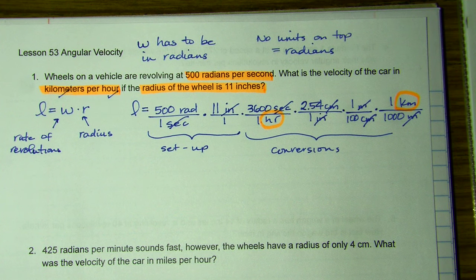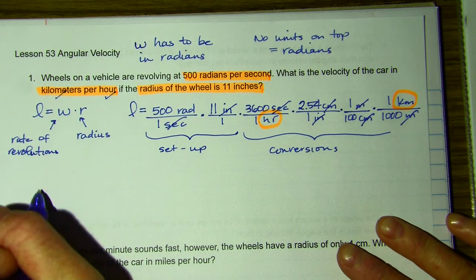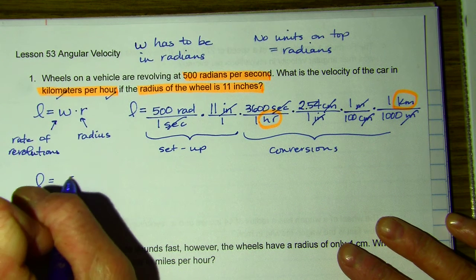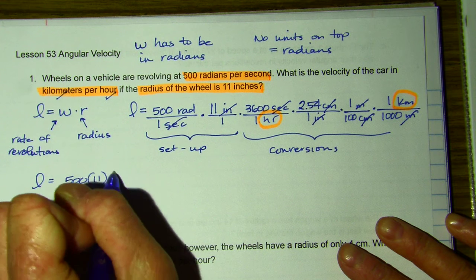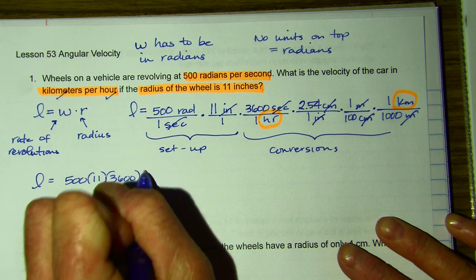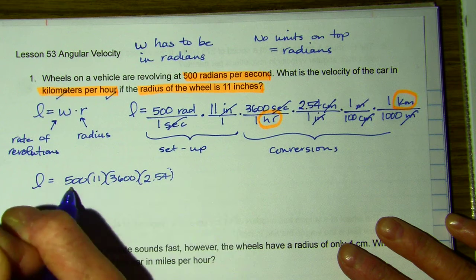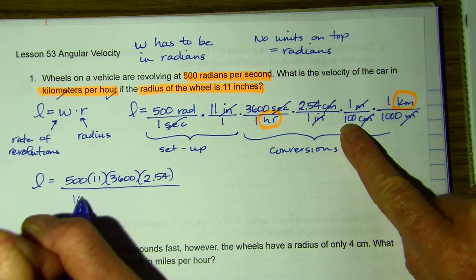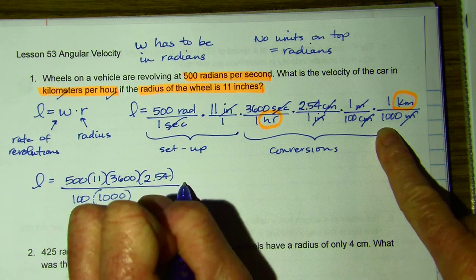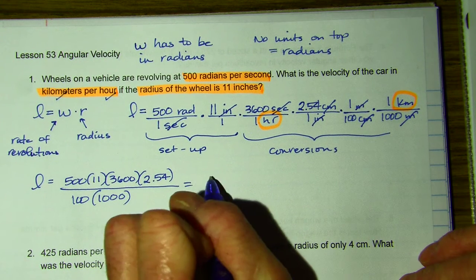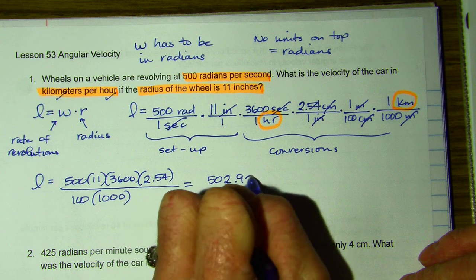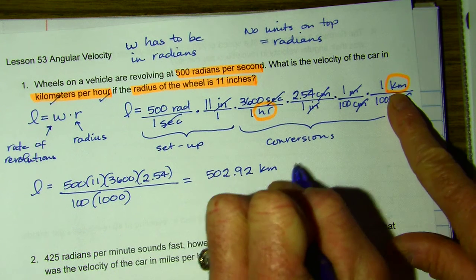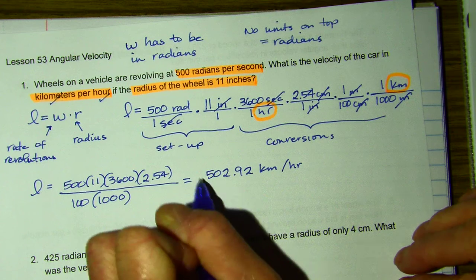Okay, it's okay that it says radians. We can leave it because W has to be in radians. So I'm now going to multiply what I have left. My linear velocity, on the top I have 500 times 11 times 3,600 times 2.54, all divided by 100 times 1,000. Okay, and I get 502.92 kilometers per hour, what's left on the bottom.